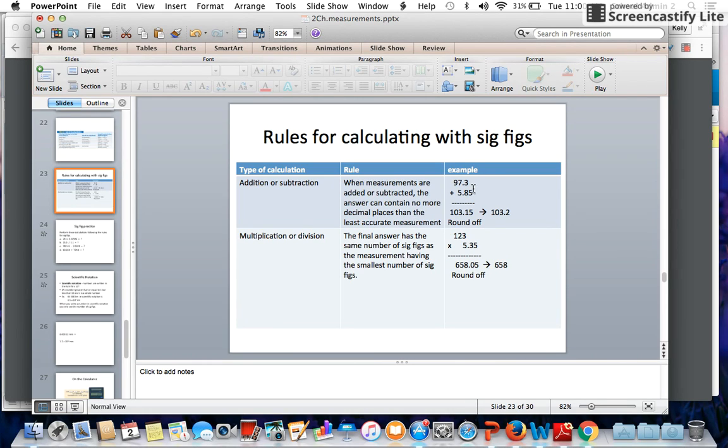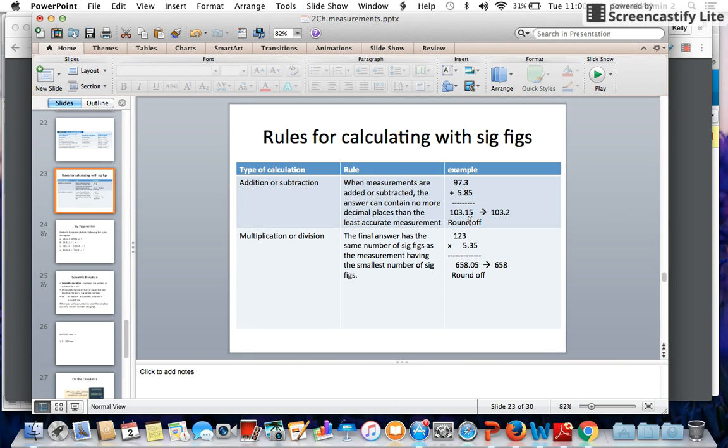So look at these two. Which one is more accurate? It has to be 5.85, because there are more numbers after the decimal point. Our answer should have no more decimal places than the least accurate number. This is the least accurate number, 97.3, and there's only one decimal place. So our answer should have only one decimal place.